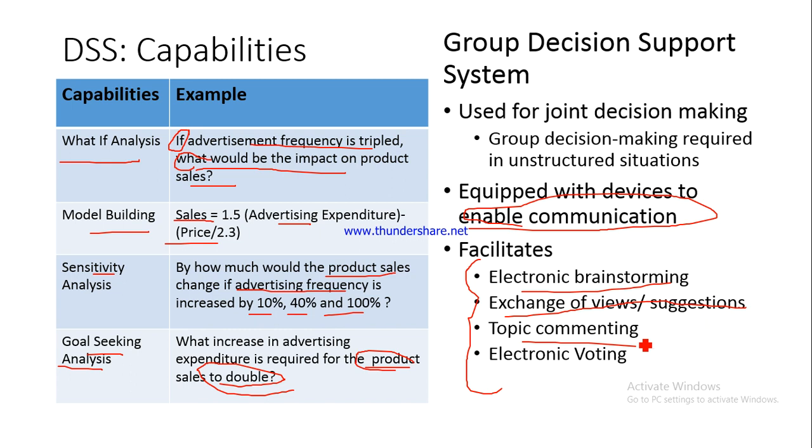Electronic voting can also be conducted, so that it could be found out how many of the members are in support of a particular motion, or how many of them are opposing a particular motion. So all these functionalities are available in the GDSS. So GDSS is basically DSS plus these functionalities, right? I have not talked about DSS in GDSS, because DSS we have already talked about. So all that which was there in DSS is there in GDSS also, plus this functionality to enable communication between the members in the group, right?